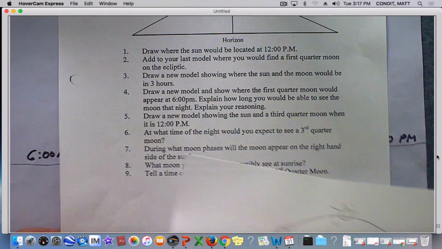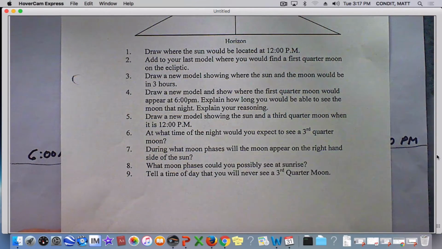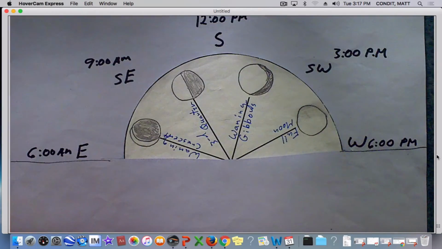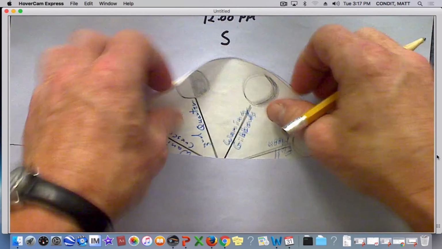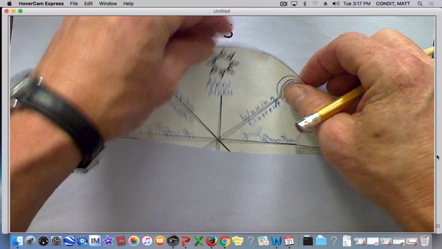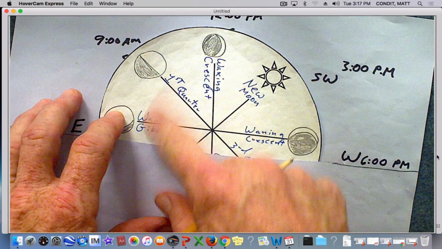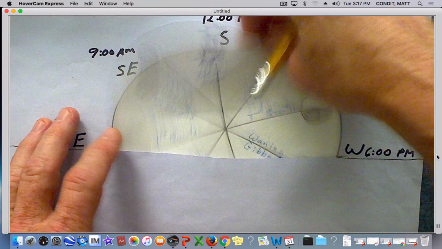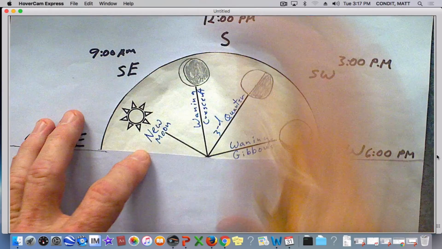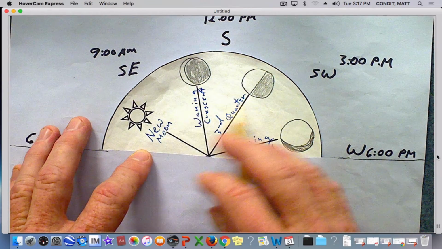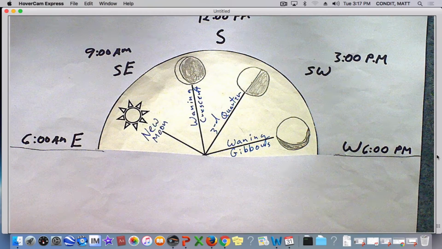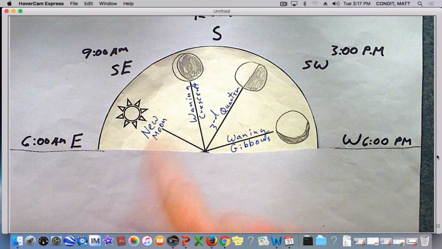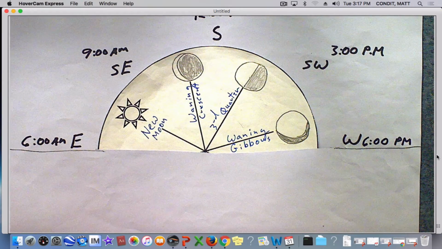During what moon phases will the moon appear on the right-hand side of the sun? Well, let's get our sun out and let's just look at this. Which moons? All of these are to the left-hand side of the sun. All of these are to the right-hand side of the sun. So the answer is the waning moons are to the right-hand side of the sun. You can use this for every one of these.